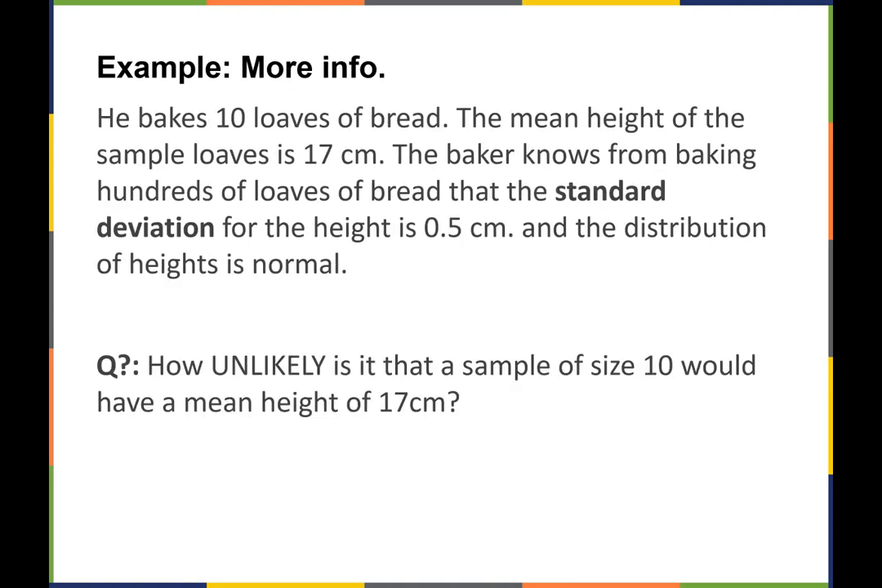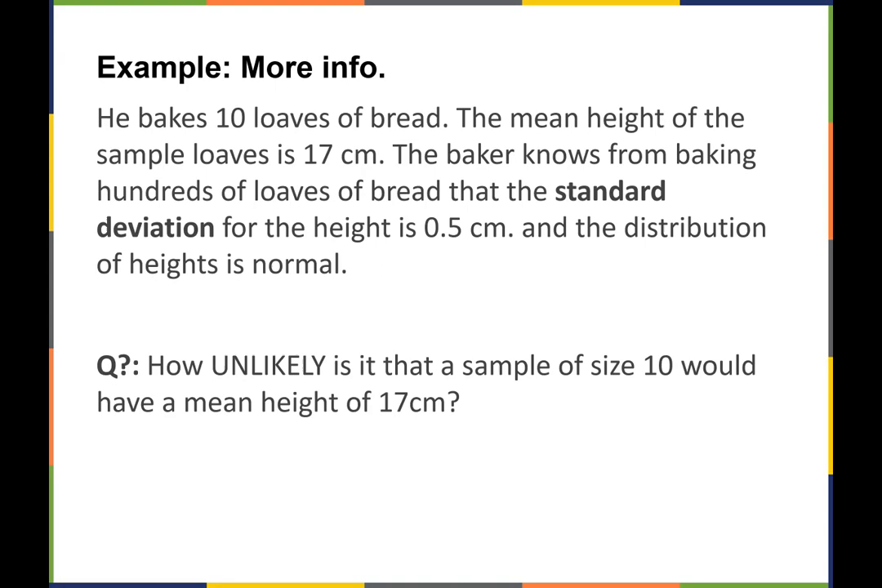Well, he bakes 10 loaves of bread and calculates the mean height of these sample loaves to be 17 centimeters. The baker knows from baking hundreds of loaves of bread that the standard deviation for the height is going to be a half centimeter, and the distribution of the heights is normal. The question for us and for the baker is how unlikely is it that a sample of size 10 would have a mean height of 17 centimeters given that the null hypothesis is true?